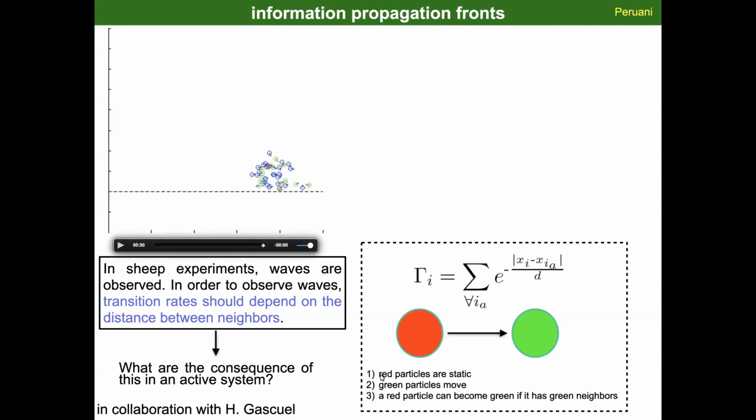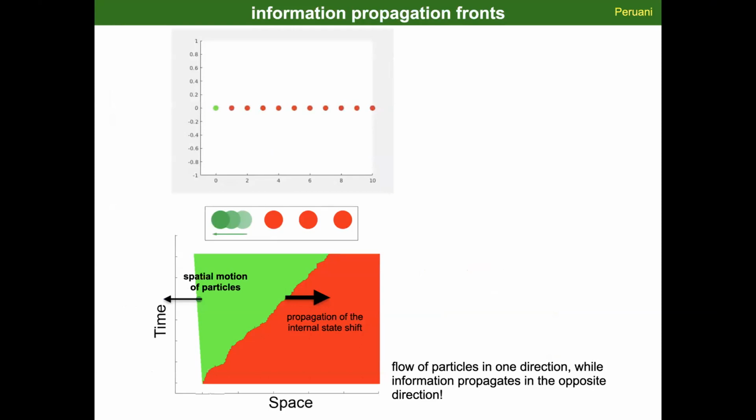Basically, in what I am going to show you next, red means particles that are static, green means that the particle moves, and then we will have a transition from red to green if the particle that is red has some neighbor that is green, and the transition rate that we will use is of this form. Basically, you sum over everybody and weight your neighbors with an exponential function. If you do that, you will quickly realize that you can do 2 things.